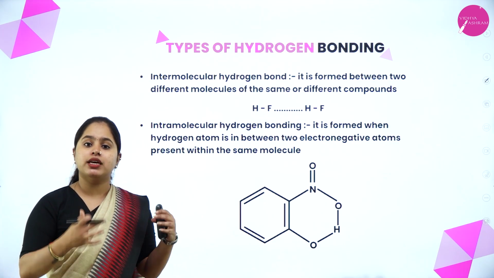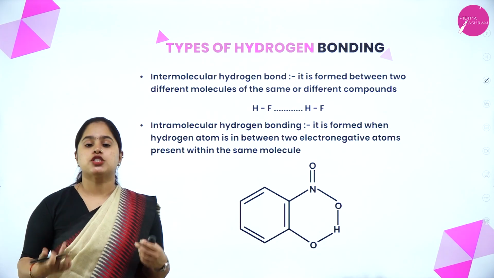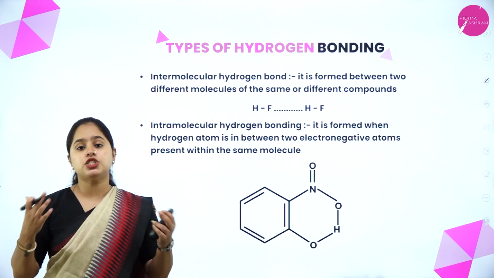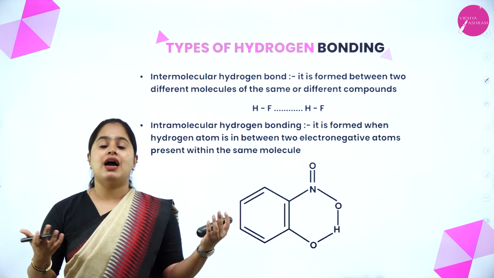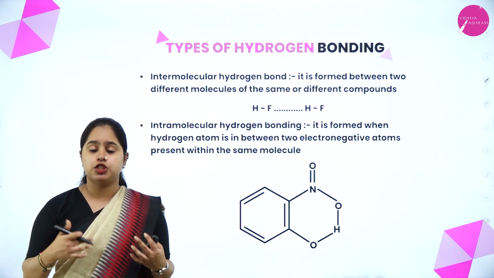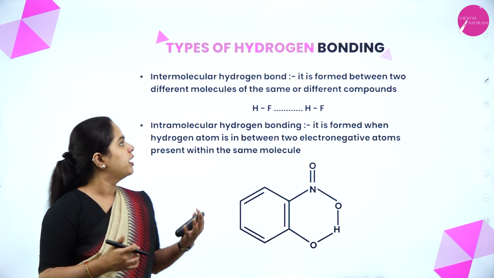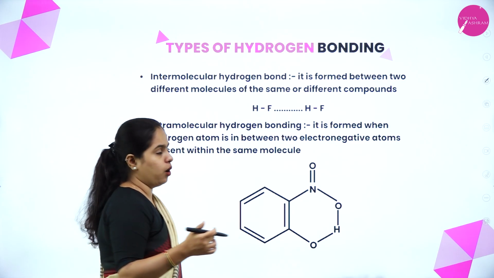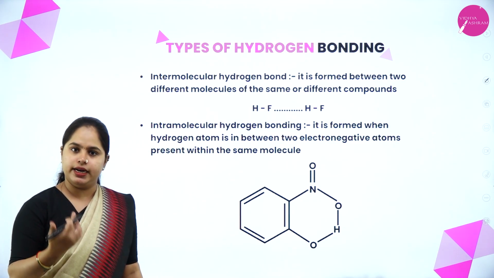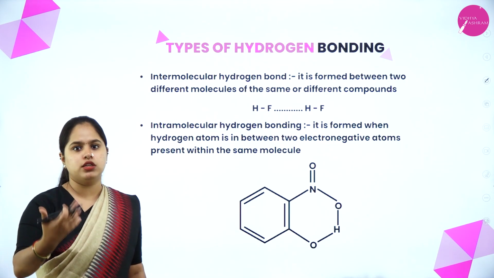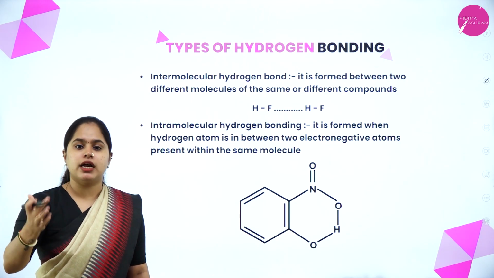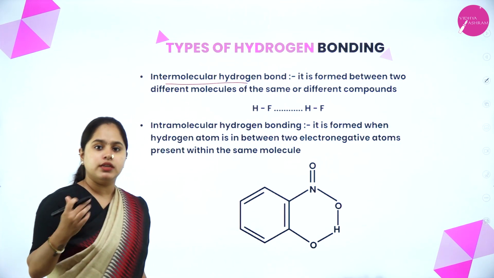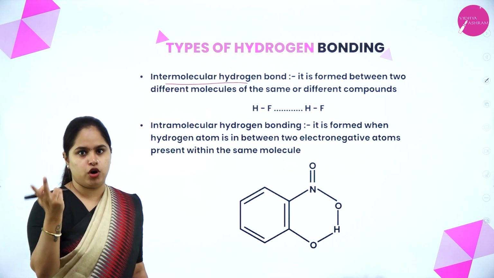So there is a difference between inter and intra, right? Intermolecular hydrogen bonding is between two different molecules. A hydrogen bond is formed between two different molecules. And intramolecular hydrogen bond means it is formed within a molecule. If it is formed between two different molecules of the same or different compounds, it is an intermolecular hydrogen bond. We say inter-college fest, inter-school fest, that is between two colleges or two schools. So that is intermolecular. Intermolecular means it will be between two separate molecules.